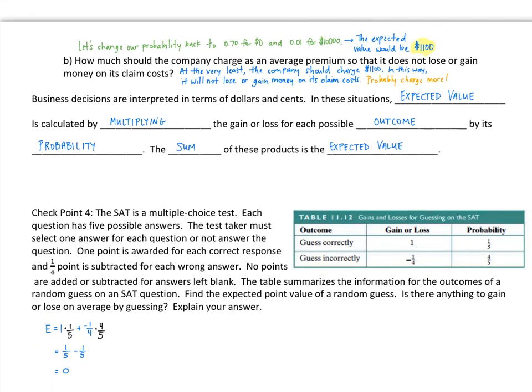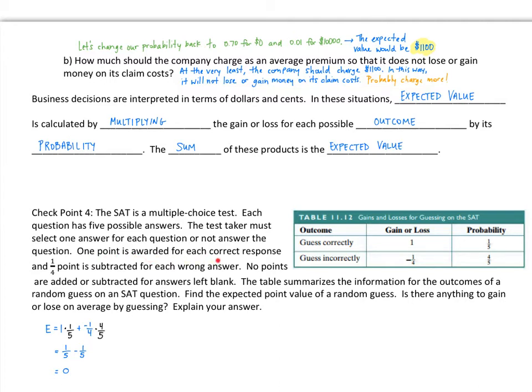Now this kind of goes along with how the SAT used to be graded. So let's read through it. The SAT is a multiple choice test. Each question has 5 possible answers. The test taker must select one answer for each question or not answer the question. That was in the past. Now they say to answer the question, because in previous years, when you took the SAT, if you guessed and you got it wrong, it would deduct points from your score. Now it's not calculated that way. So anyways, let's move on.